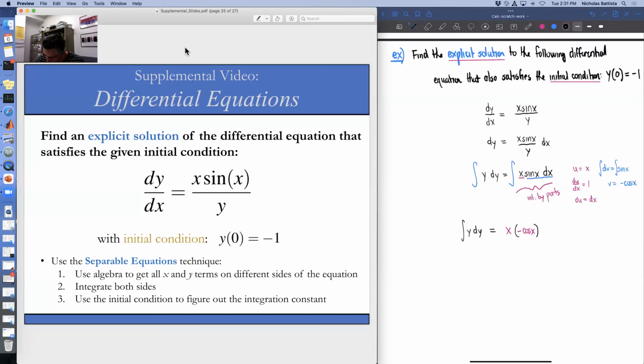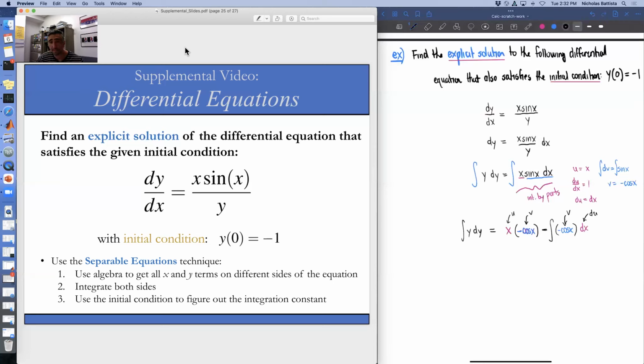So again, that's our u and v. Well, I messed up my color convention. And then we subtract from it the integral of v, which is minus cosine of x, times du, which in this case is just equal to dx. So I'll just point these things out. This was our u, this was our v, this was our v, and this is our du.